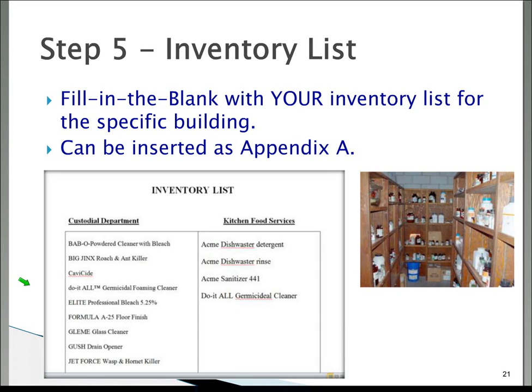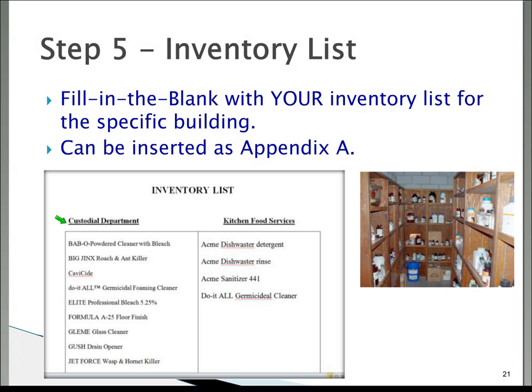Okay, the next part of a program is actually knowing what chemicals are on your property and what chemicals your workers might come in contact with. And that is handled by something called an inventory list. So in the sample program that we provided there, we have a sample inventory list that was from one of the buildings that we worked with. What you will do is put down the name of your building and then have a list of the chemical products that you've got.